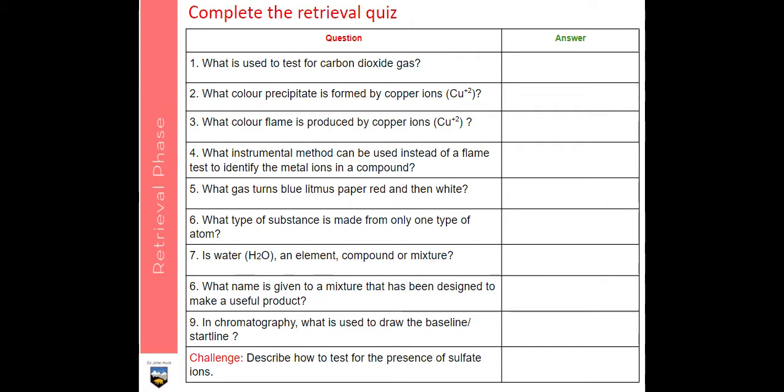If you haven't done so already, please complete your retrieval quiz for the lesson. The answers are based on the last lessons that we've covered. So, good luck. Pause the lesson video, complete your answers, and come back for green marking your own work.